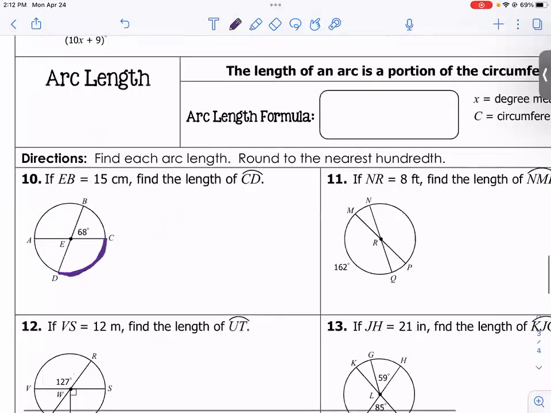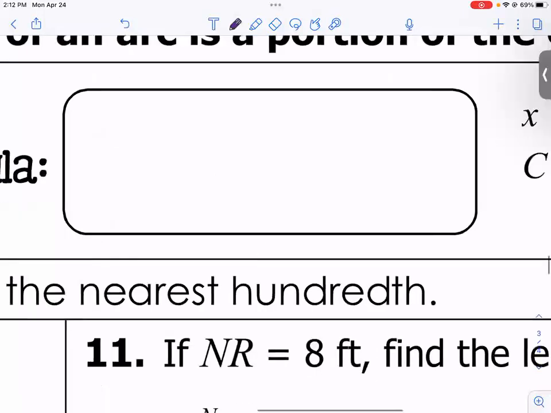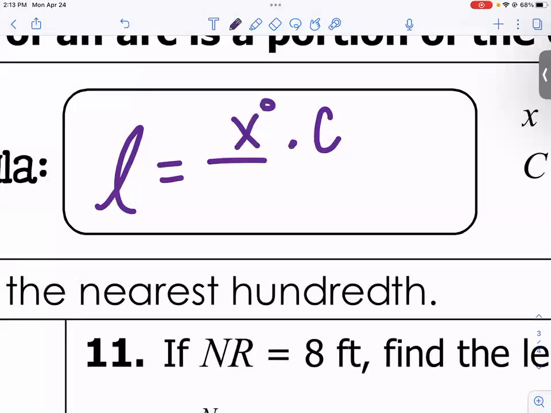Well, how do we find circumference? Pi times diameter. So we're going to take the circumference and multiply it by whatever the degree measure of our angle is over 360. We are just taking a portion of the circumference.